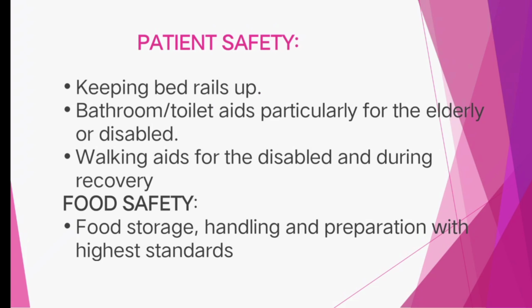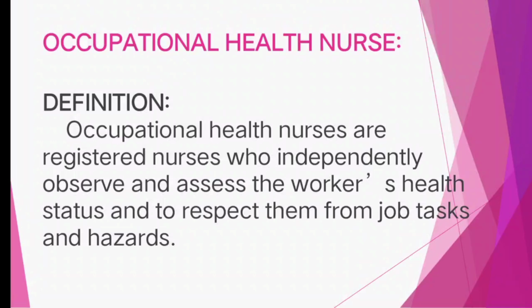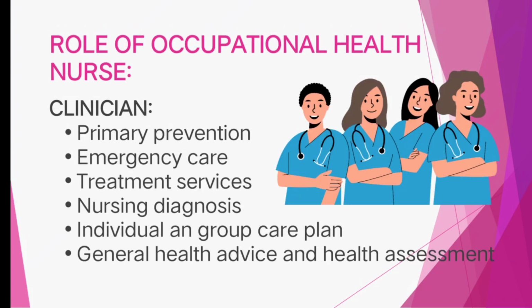So next is the occupational health nurse. The occupational health nurse is a registered nurse who independently observes and assesses the workers' health status and protects them from job tasks and hazards. She will observe whether there is any hazard for the nursing personnel working in the hospital, assess the hazardous things, and make preventive measures in order to prevent trauma in the future. The main intention is to provide an atraumatic environment for each and every individual in the hospital.